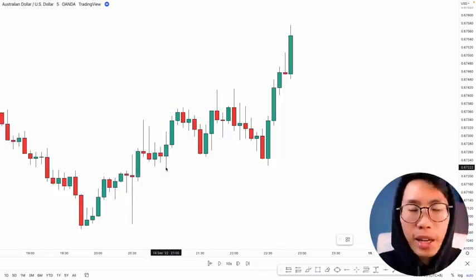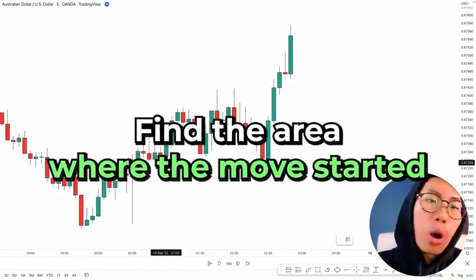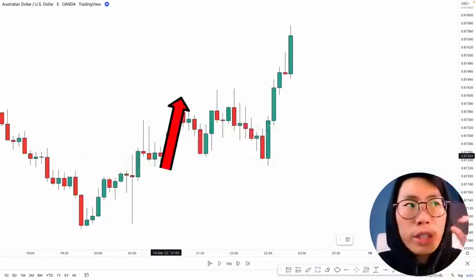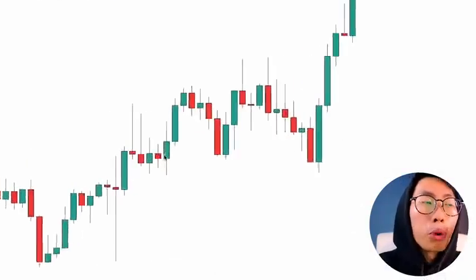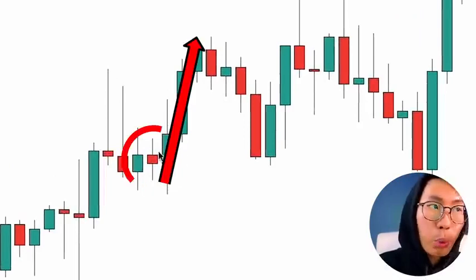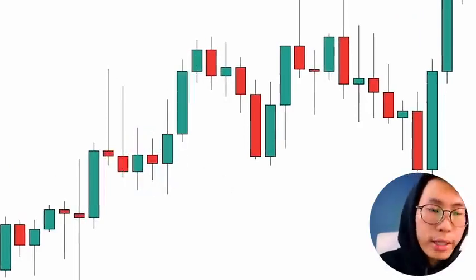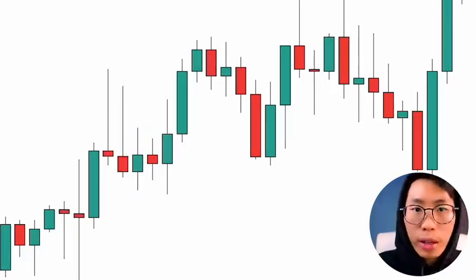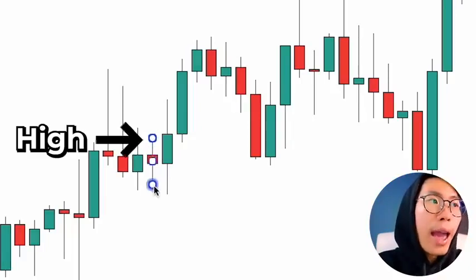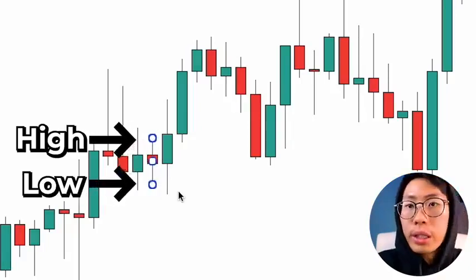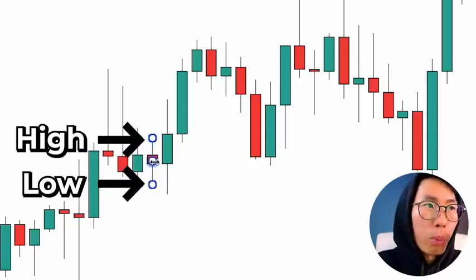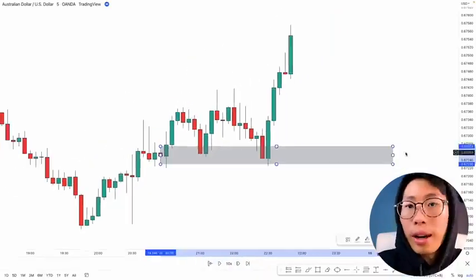The next step is that you want to find the area where the move started. So this up move right here started from the previous candle. So this is the previous candle right here. In this case, what you want to do is to take out your rectangle tool and mark the high and the low of the previous candle. So just draw a little box and drag it all the way out here like this.